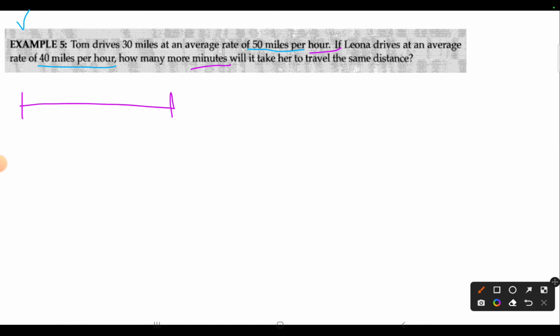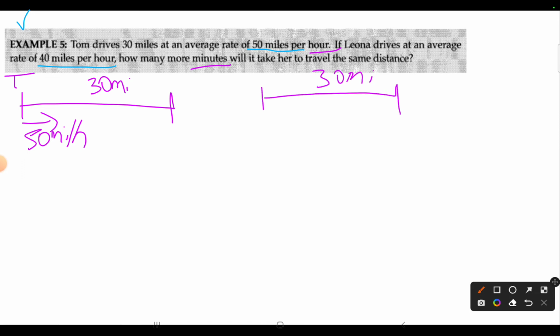Let's draw Tom's motion. T. Total 30 miles, the distance. His speed is 50 miles per hour. For Leona, the same distance, L, and her speed is slower. It is 40. That's why her time will be more. We should find his time and her time, and then we should compare, and we will say how many more minutes it takes her to travel this distance.